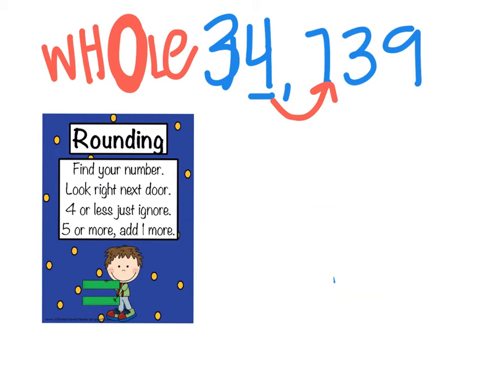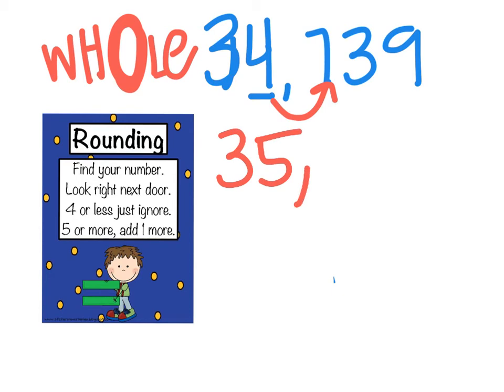Since we have a 7 there, that falls under the category of 5 or more, so we need to add 1 more. So since that 7 tells us to add 1 more, I add my 1 more to the thousands place, because that's the place value spot that we are rounding to and that we're looking at. So that 4 becomes a 5.